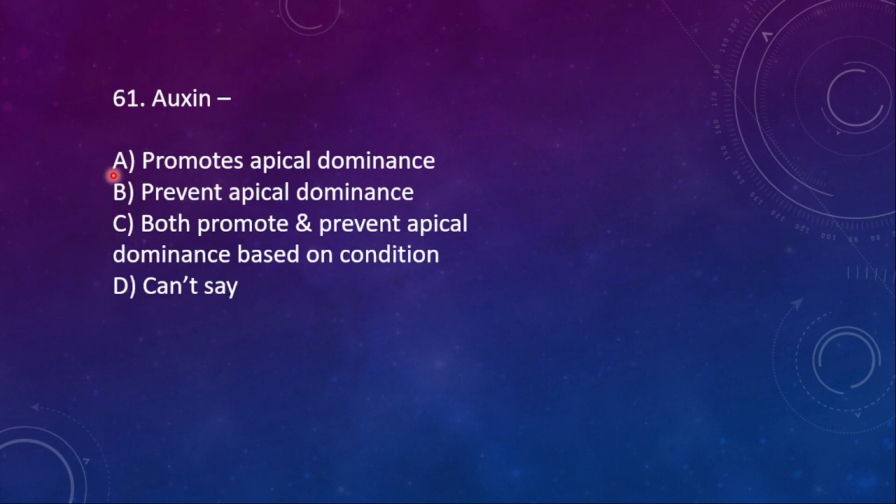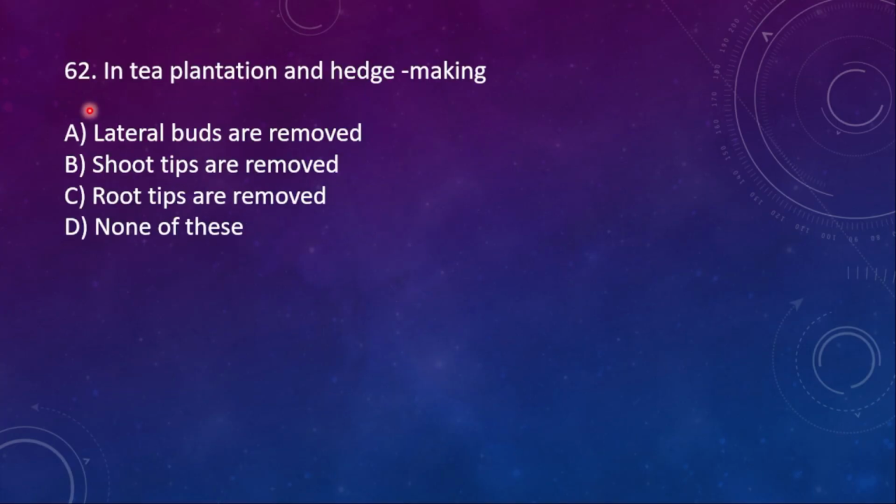61. Auxin A. It promotes apical dominance. B. Prevent apical dominance. C. Both promote and prevent apical dominance based on the condition. D. Can't say. So here the right option is A. It promotes apical dominance. Auxin always promotes apical dominance. 62. In tea plantation and hedge making, A. Lateral buds are removed. B. Shoot tips are removed. C. Root tips are removed. D. None of this. Here the right option is B. Shoot tips are removed in the tea plantation and hedge making.